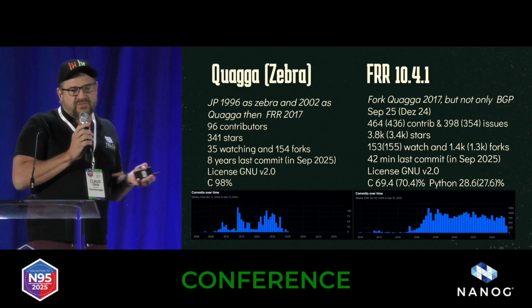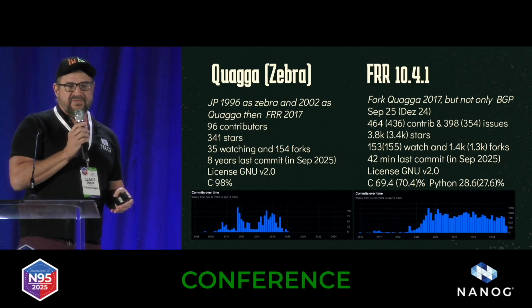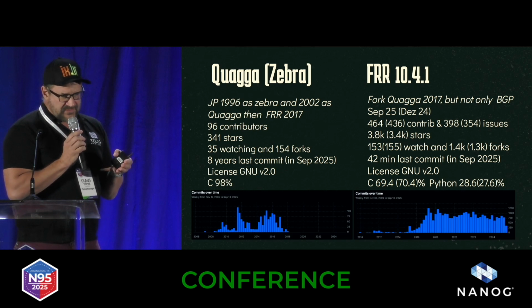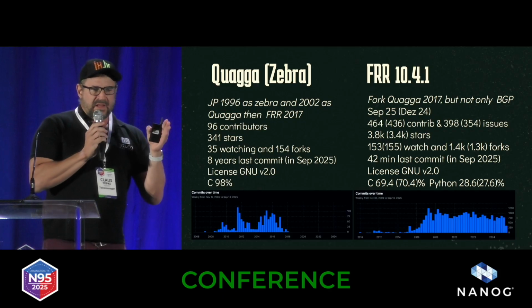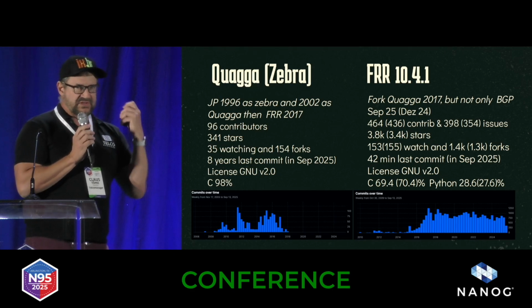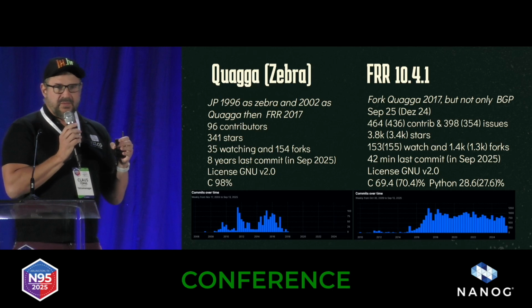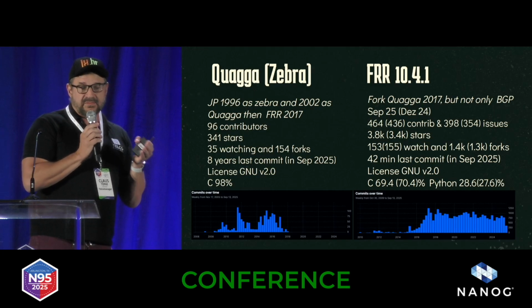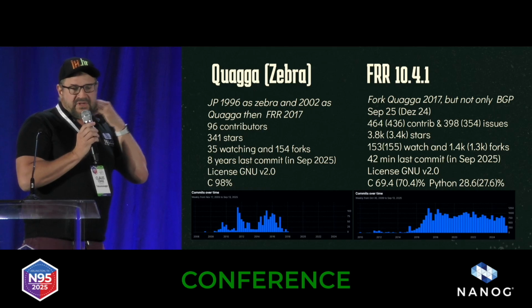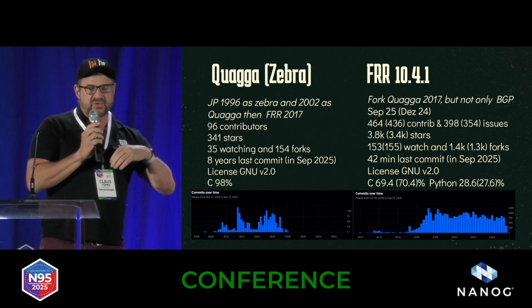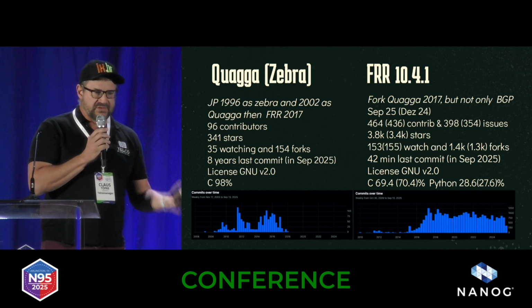Zebra was forked to FRR in 2017, and FRR is on version 10.4.1. You have 464 contributors today, but it used to be 436 1 year ago, so around 30 more people contributing to the code. The number of issues raised, and the number of stars also rose by 400. Those are parameters that are a good way for you to check if an open source software is being used and has more people contributing or not.